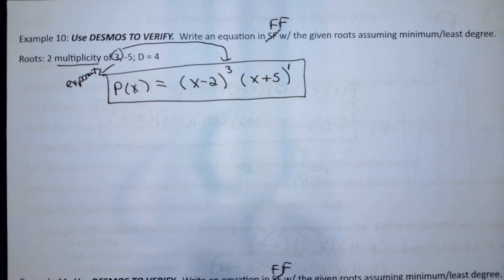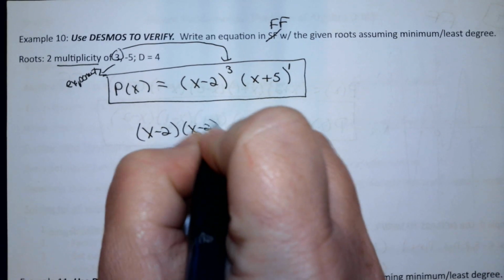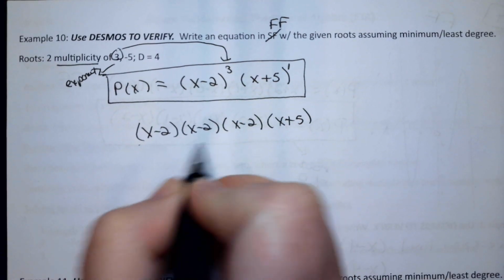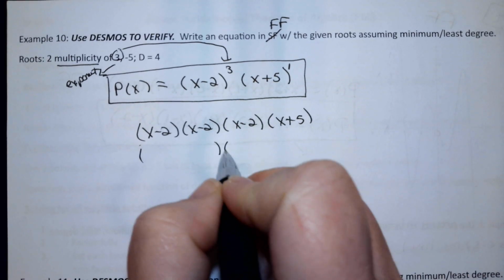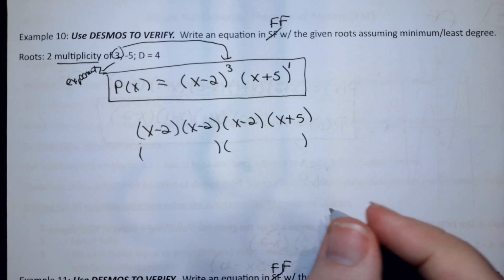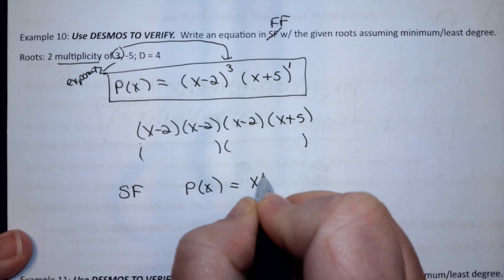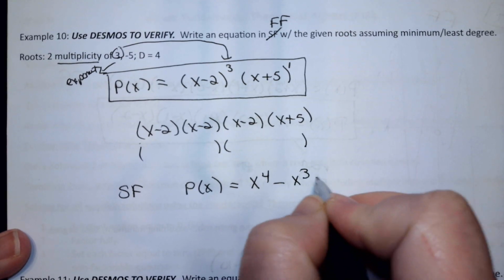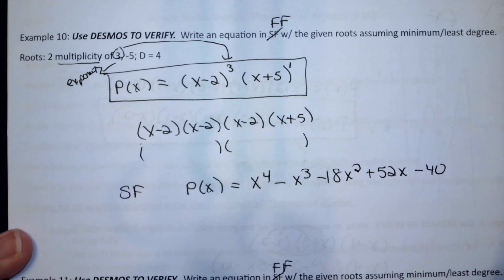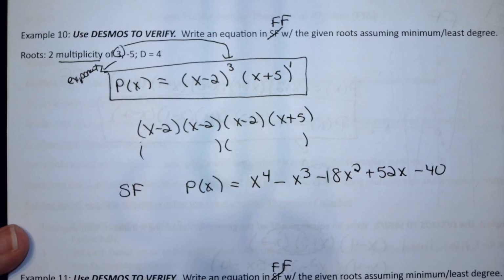Now, if you really wanted to challenge yourself, you could come right here and say x minus 2 times x minus 2 times x minus 2 times x plus 5. Multiply these two together and get that trinomial. Multiply these two together and get that trinomial. And then distribute everything. And once you did that, if you were to write it in standard form, you would get P of X equals x to the 4th minus x cubed minus 18x squared plus 52x minus 40. That one's fun. I really do like that one, but yeah.